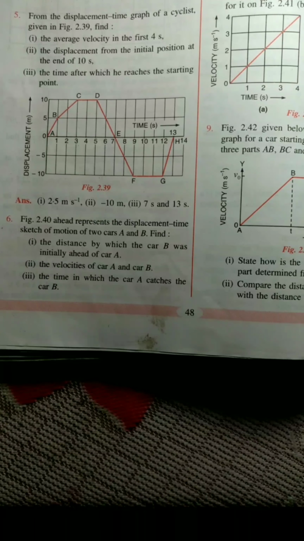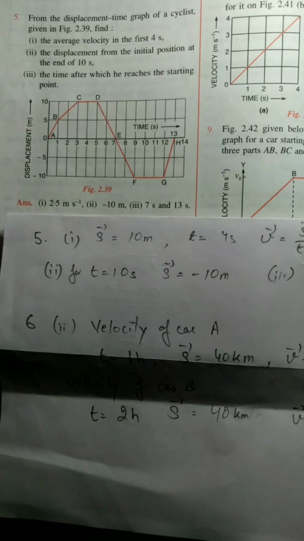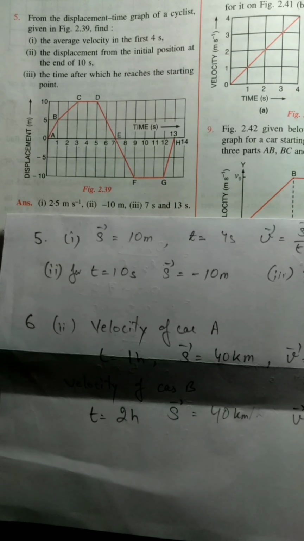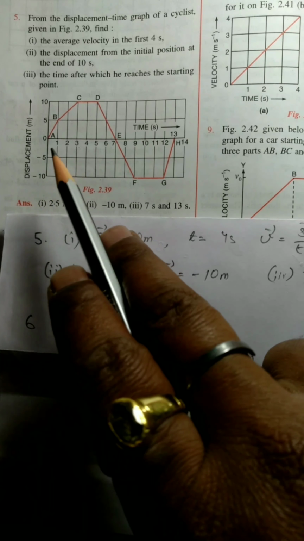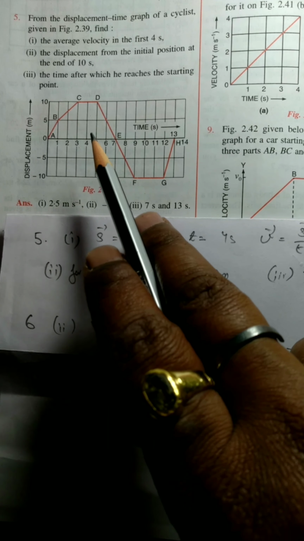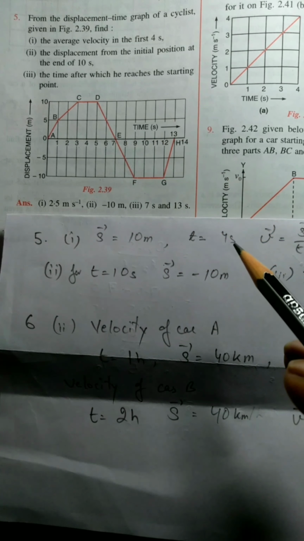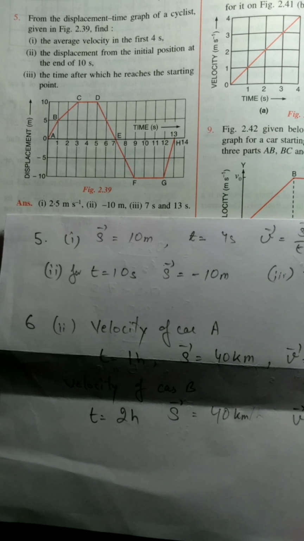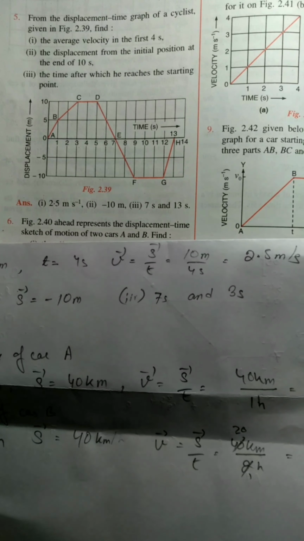Now the solution is not so hard. The solution is easy actually. I just wanted to explain the graph. So the first question, the average velocity in the first 4 seconds. The displacement is 10 meter in the first 4 seconds, 1, 2, 3, 4. The time is 4 seconds. Hence the velocity will be displacement by time, which is 10 meter by 4 seconds. The answer is coming up to 2.5 meter per second.